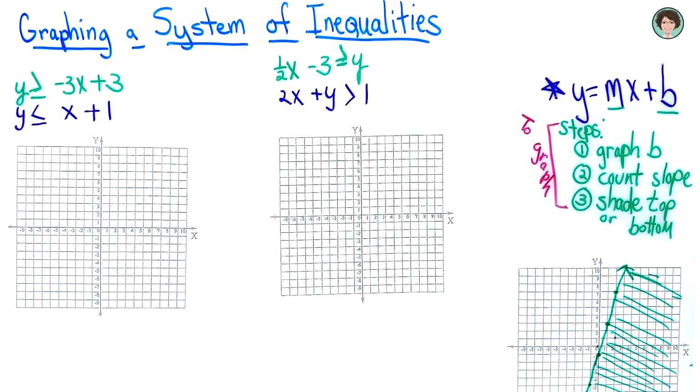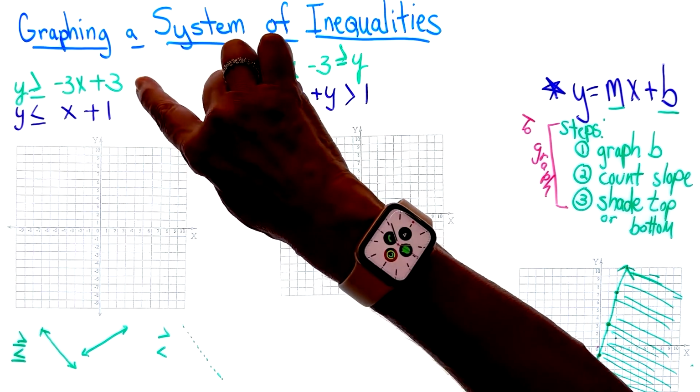So remember, when I have a greater than or equal to or a less than or equal to, when I graph the line, it's going to be a solid line. When you have a greater than or a less than, when we graph the line, it will be a broken line, which means the answers that are on that broken line are not part of that solution. All right, so let's start with the first one. Y is greater than or equal to negative 3x plus 3.